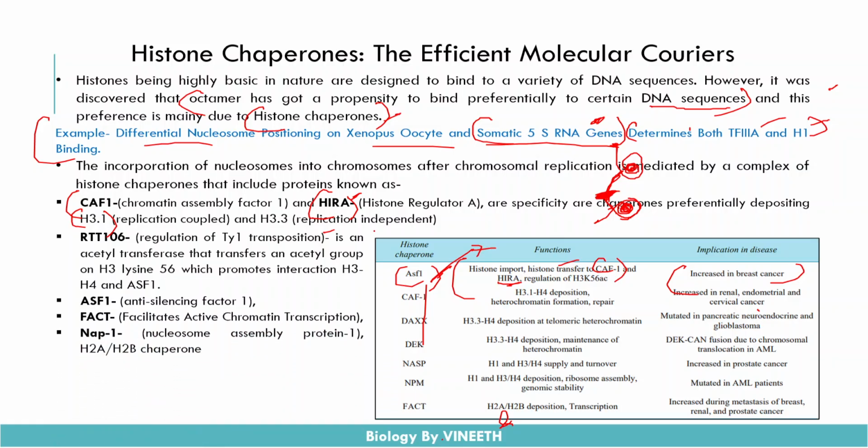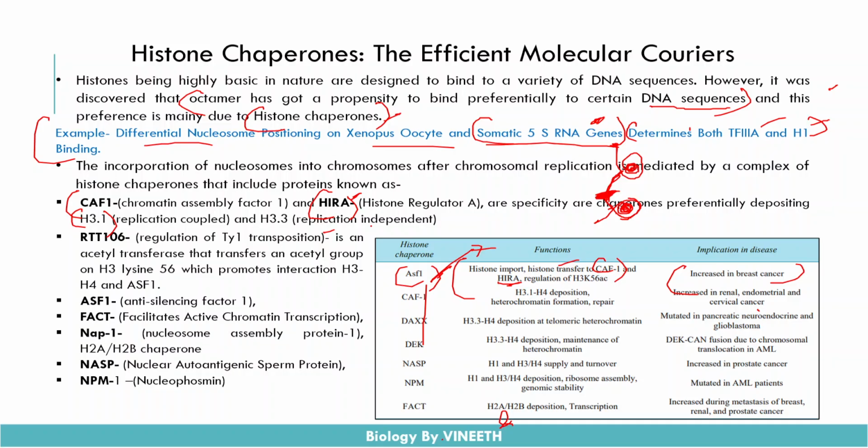Then we have ASF1, also called anti-silencing factor 1, mainly involved in transporting a histone protein to CAF1 and HIRA. Then we have FACT, which is involved in gene regulation and facilitates active chromatin transcription. It is responsible for creating DNase hypersensitive sites, and it also deposits H2A and H2B.